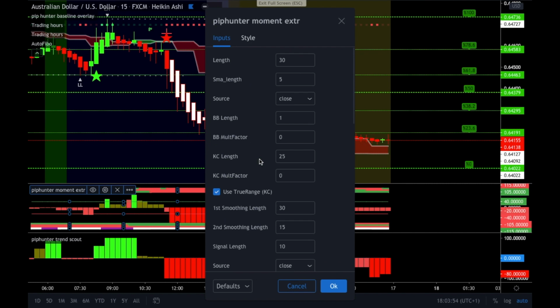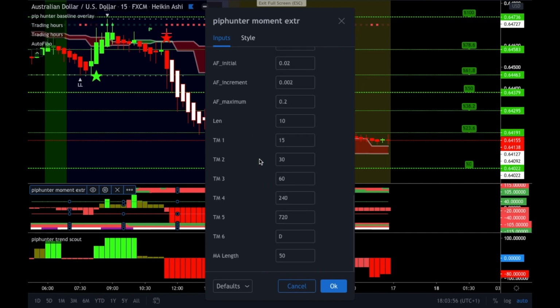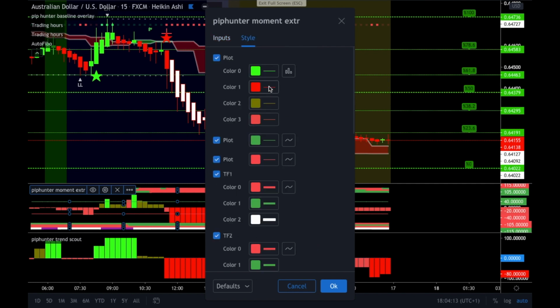So in this, I haven't changed anything else here. All I have changed is the time frames, which is I've changed my time frame 1 to 15, time frame 2 to 30, time frame 3 to 60, time frame 4 to 240, time frame 5 to 720, time frame 6 to daily, which is the D. Nothing else. Maybe some of the settings you might make brighter. I've changed some of my colors here.